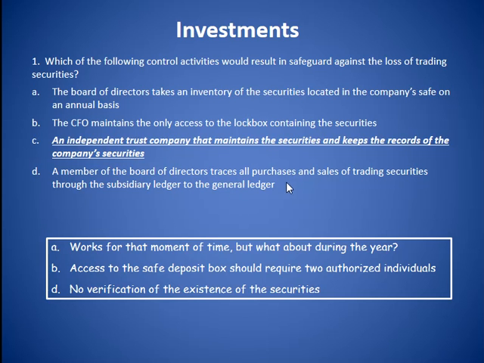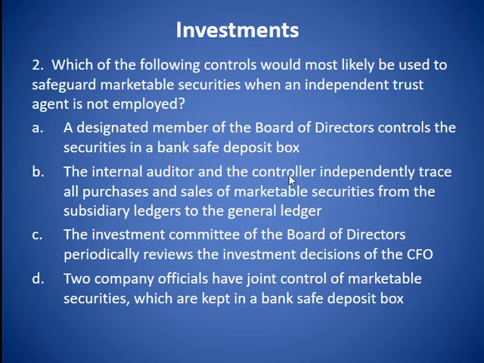Okay, let's try number 2. Number 2, which of the following controls would most likely be used to safeguard marketable securities when an independent trust agent is not employed? In other words, a company keeps its own securities. And again, you're given 4 choices. Go ahead and review your choices, stop the video, and when you're ready, restart the video.